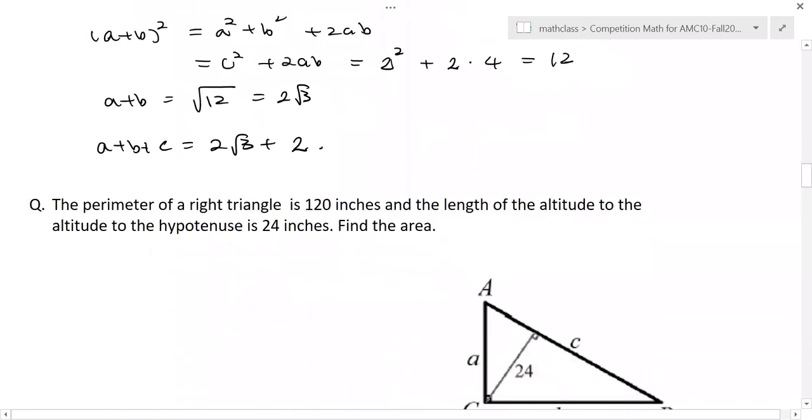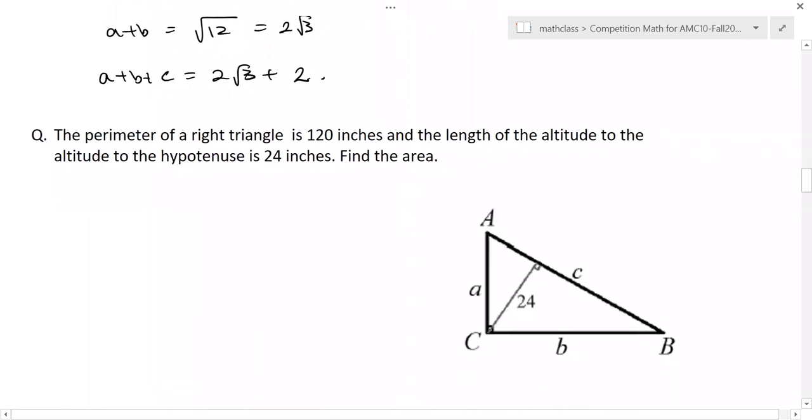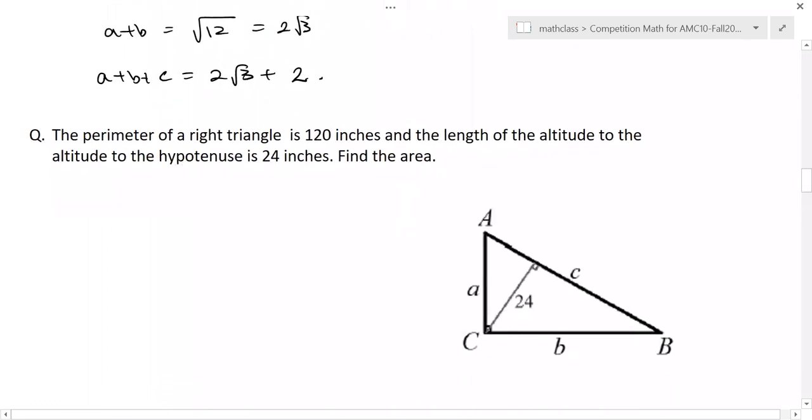So here's the next problem. Let's take a look at this problem first. I'm going to slow down, okay? The perimeter is given. This is a right triangle. The length of the altitude to the hypotenuse is also given as 24. The perimeter is 120. We want to find the area. So what are you going to do?